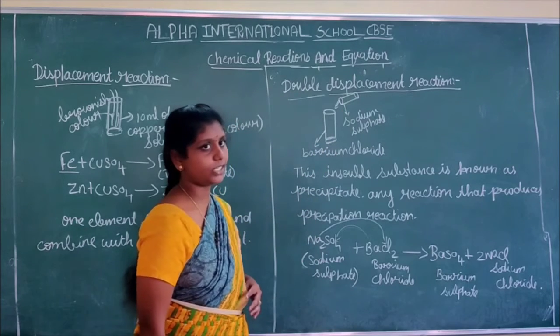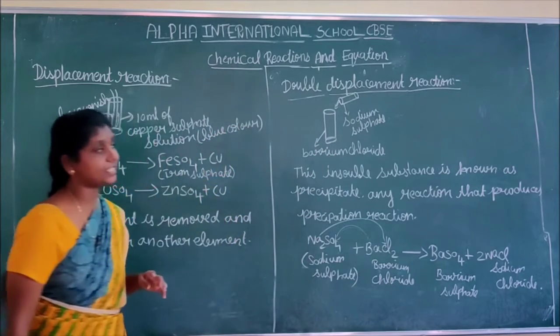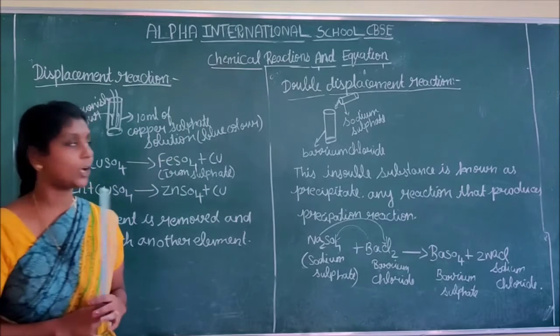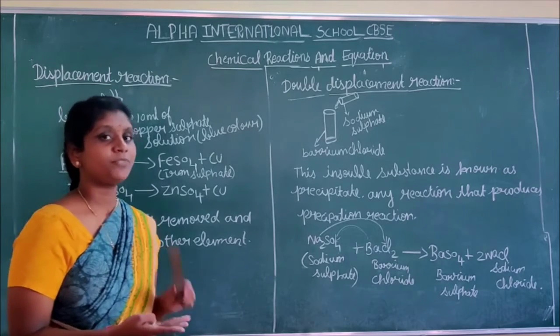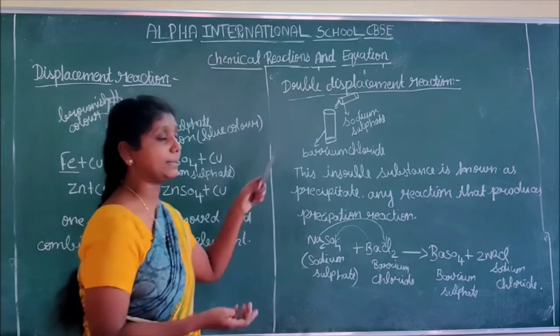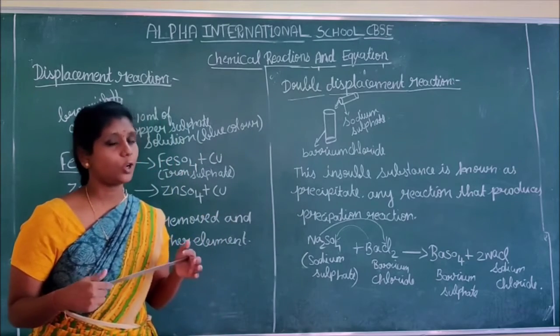Do you understand, students? What we have discussed in this class? We have discussed the 4 types of chemical reaction. What are the 4 types? Combination reaction, decomposition reaction, displacement reaction and double displacement reaction. Do you understand all these types?